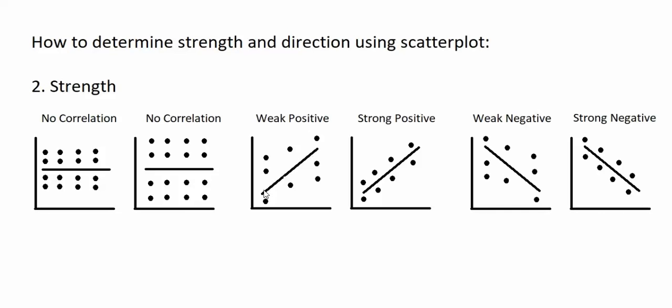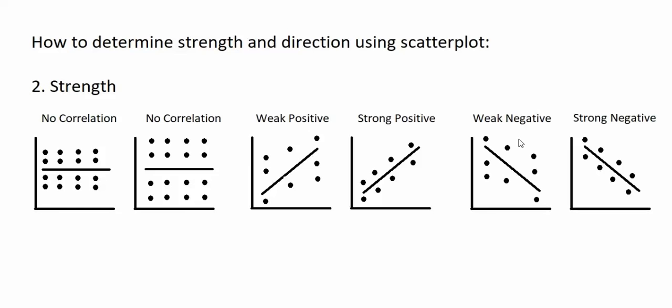It is trending upward, but notice how the dots are overall pretty spread out from the line. They're not hugging the line very closely. Since the dots are spread out so far away from the line, it's a weak positive correlation. Over here, the dots are hugging the line much more closely, which makes it a stronger positive correlation.